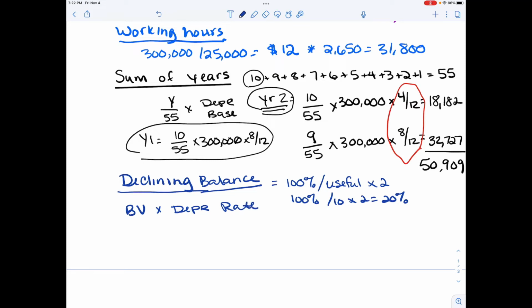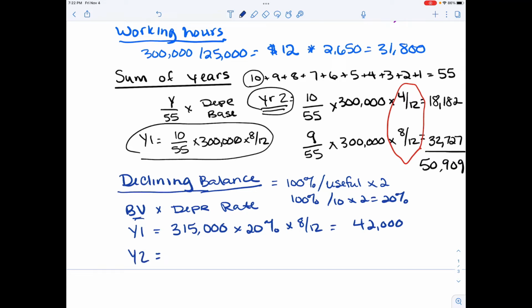Because they want year 2, we got to figure out what we depreciated in year 1, because I need to find out that book value. So with the declining balance method, we do not use the depreciation base, we use the full cost. We're going to multiply that by our 20%, but remember in year 1, we've only held on to this for 8 months. So in year 1, I depreciated $42,000.